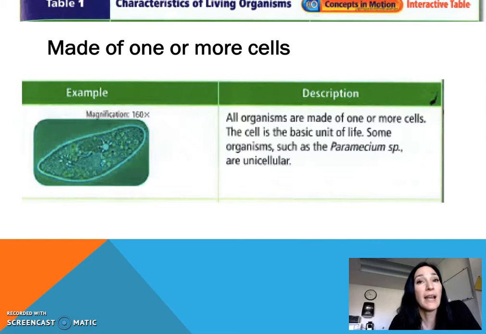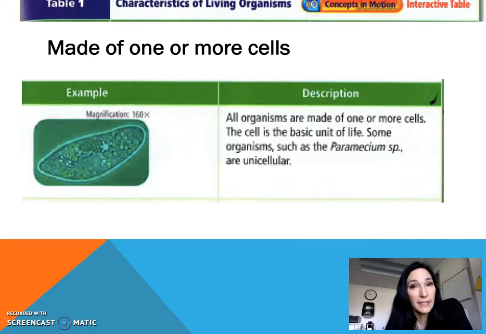Prokaryotic cells do not have membrane-bound organelles, so prokaryotic cells do not have a nucleus, and a great example of that would be bacteria. So prokaryotic cells are single-celled organisms. So all organisms are made up of one or more cells. You can try to think of something that's alive that you know of that's not made up of cells, and I don't think you will be able to come up with anything.